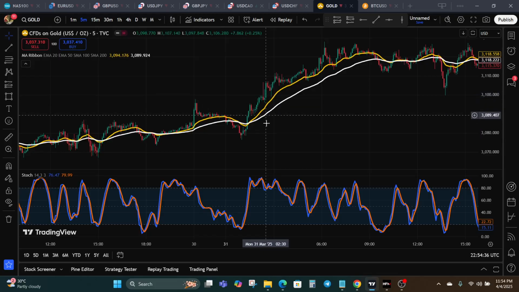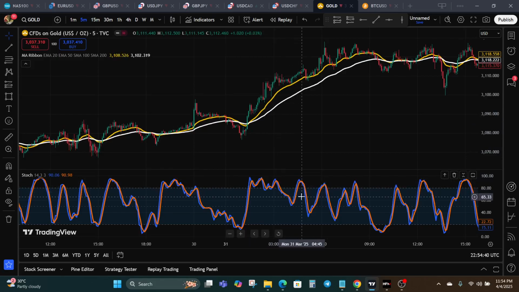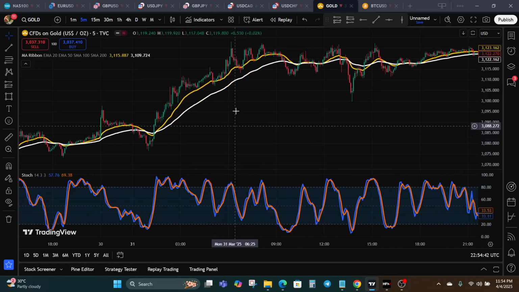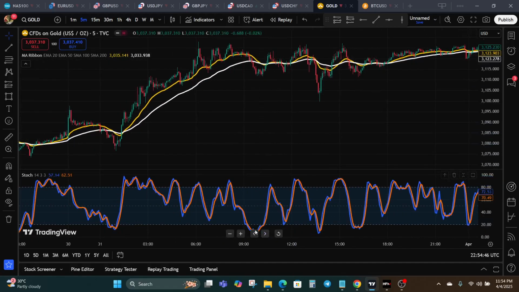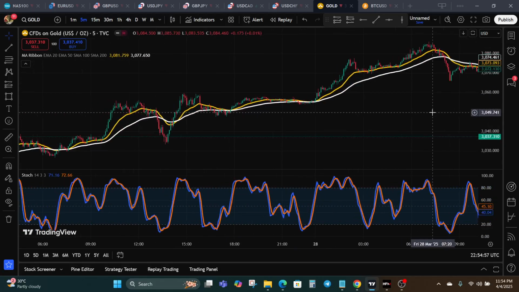Then ensure that the stochastic is in the oversold territory. In this case, the stochastic was not in oversold territory, but it entered oversold around here. So this was the point that it entered the oversold. We need to make sure that the stochastic and the moving averages align. So we can see an alignment here.